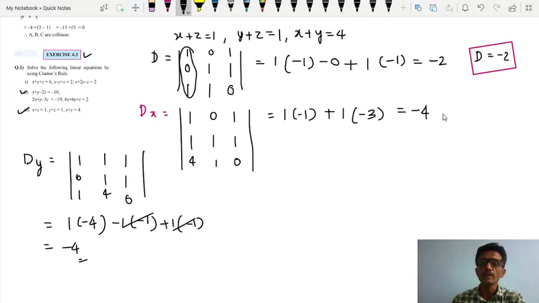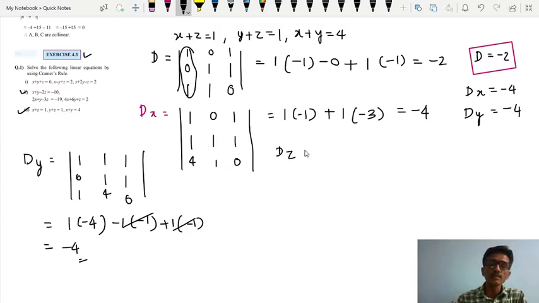So we are getting dy is equal to what? See here, dx is minus 4, and dy also comes out to be minus 4. We'll check it. Then dz. So we'll find dz. What is dz? Dz is obtained from d by replacing the coefficients of z by the constants.